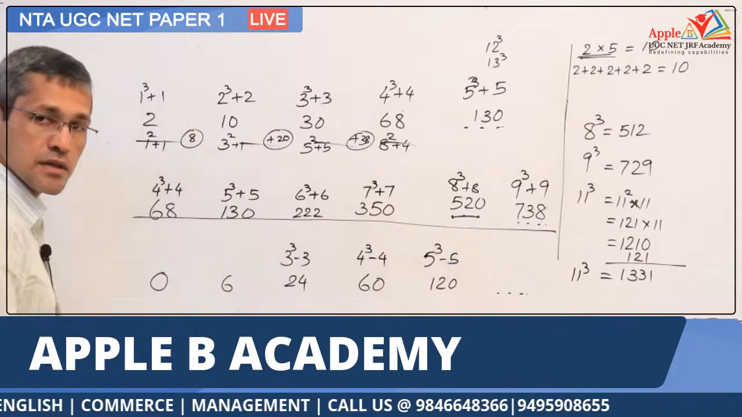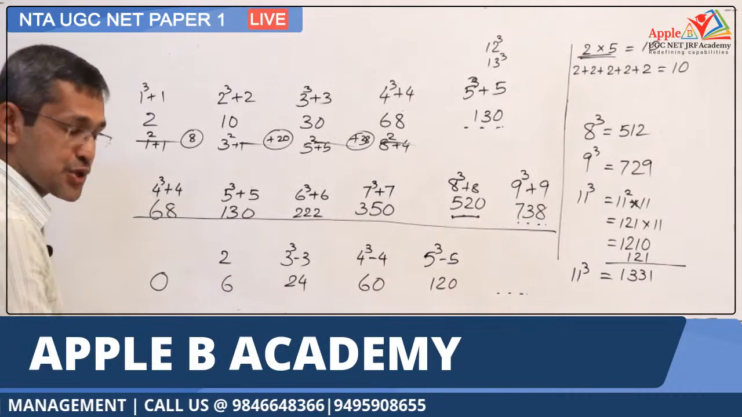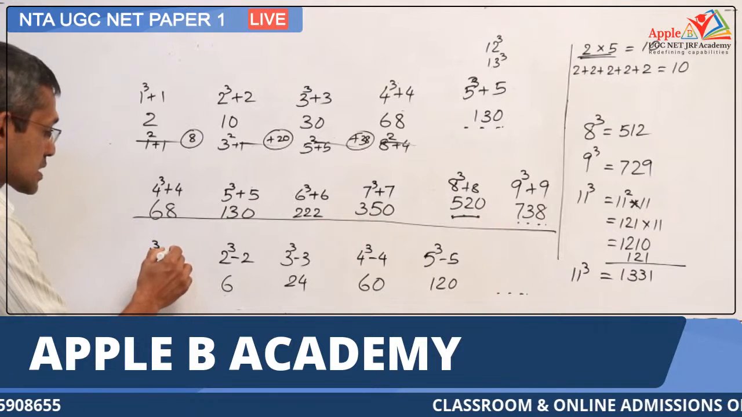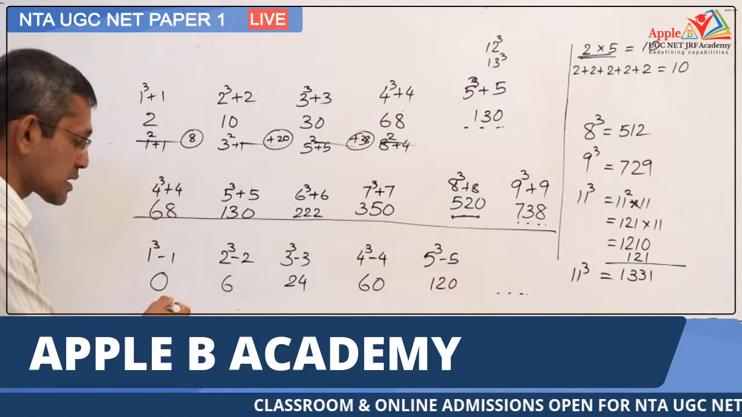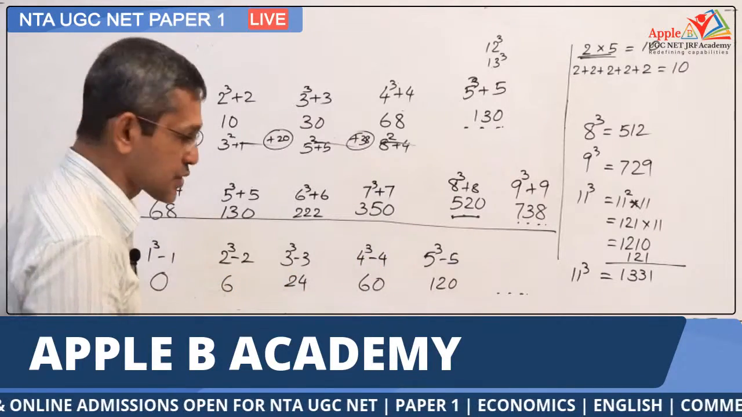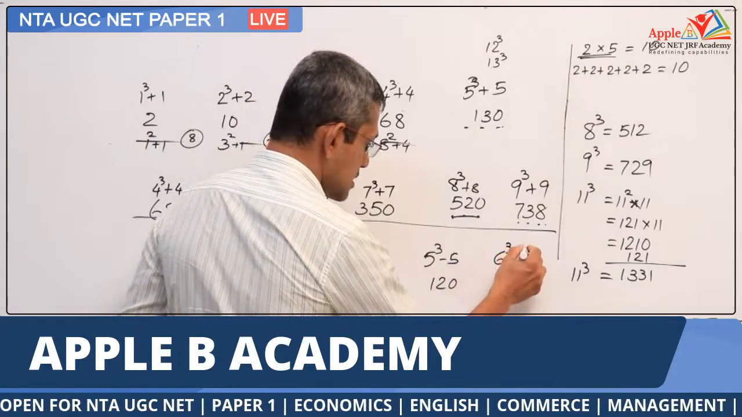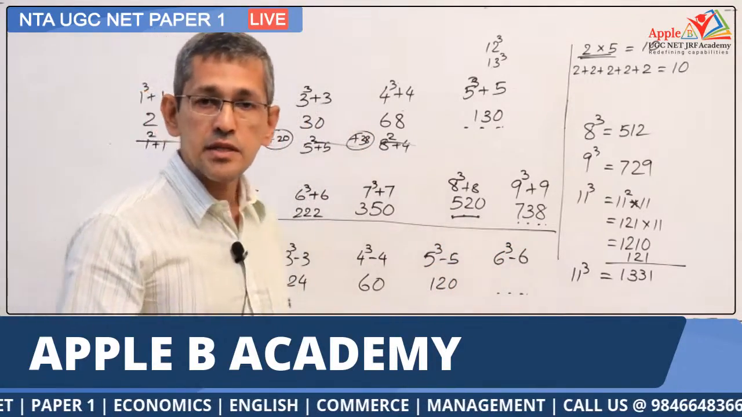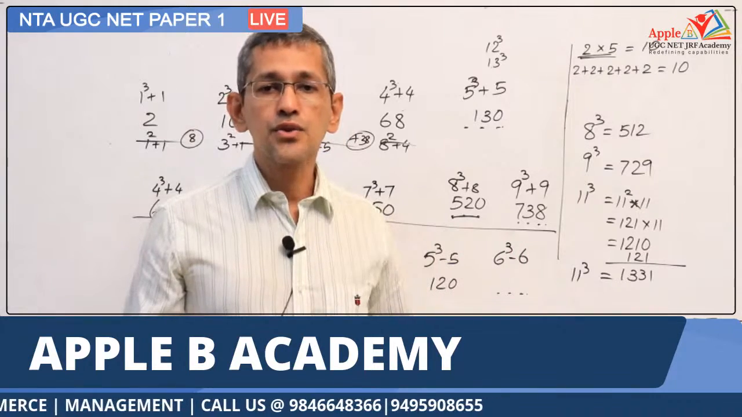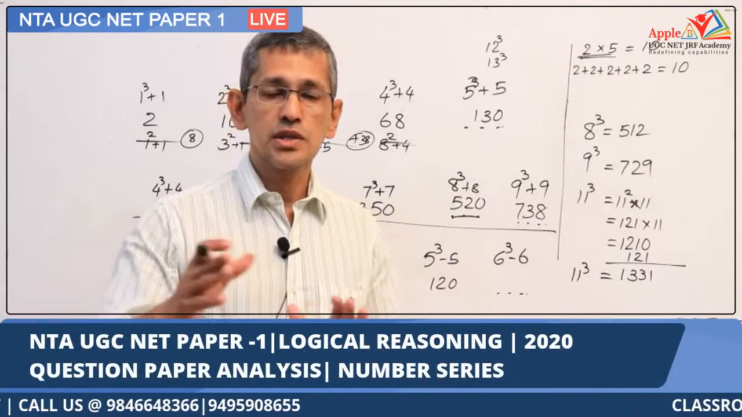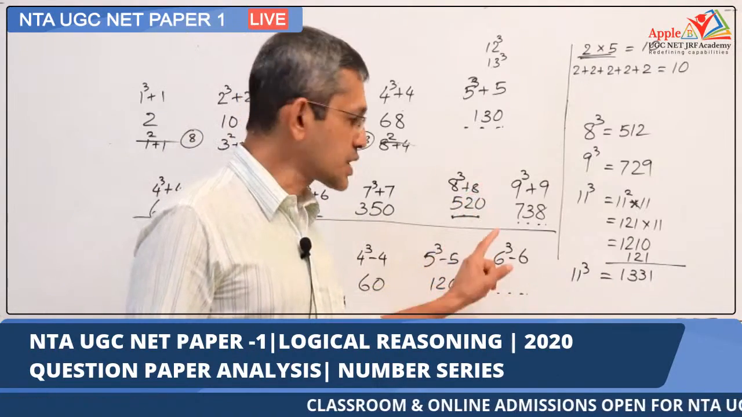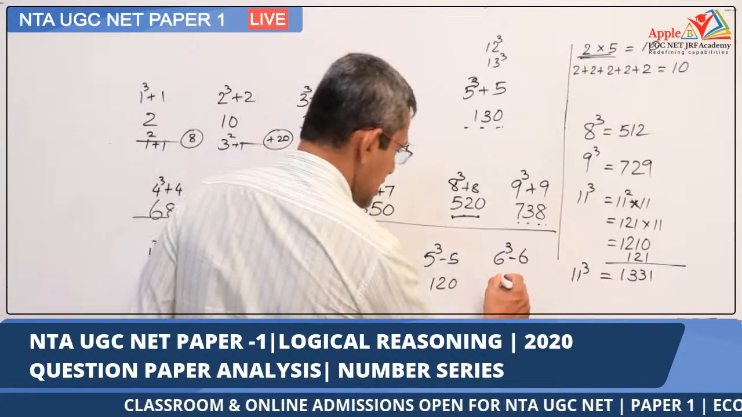How about this one? 6 is 2 cube minus 2. And naturally, this one must be 1 cube minus 1. 1 cube is 1. 1 minus 1 is 0. Perfectly all right. So we have 0, 6, 24, 60, and 120. The next one must be 6 cube minus 6. Do you remember 6 cube from what we discussed earlier? If you don't, think about 6 square into 6. 6 square is 36. 36 into 6. 30 into 6, 180. 6 into 6, 36. 180 plus 36, 216. So this is 216 minus 6. The answer is 210.